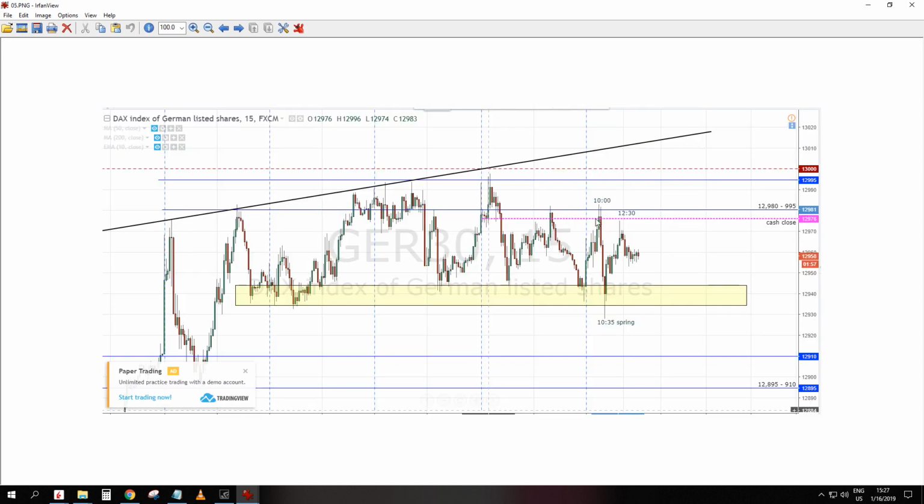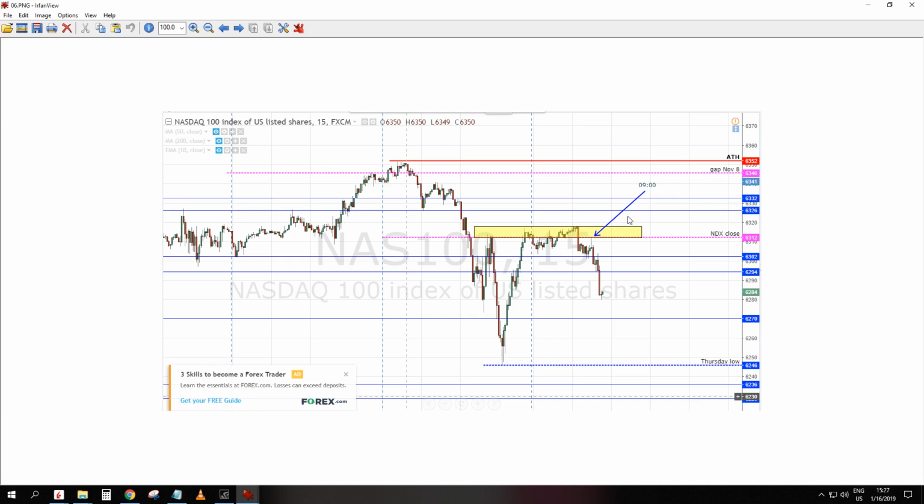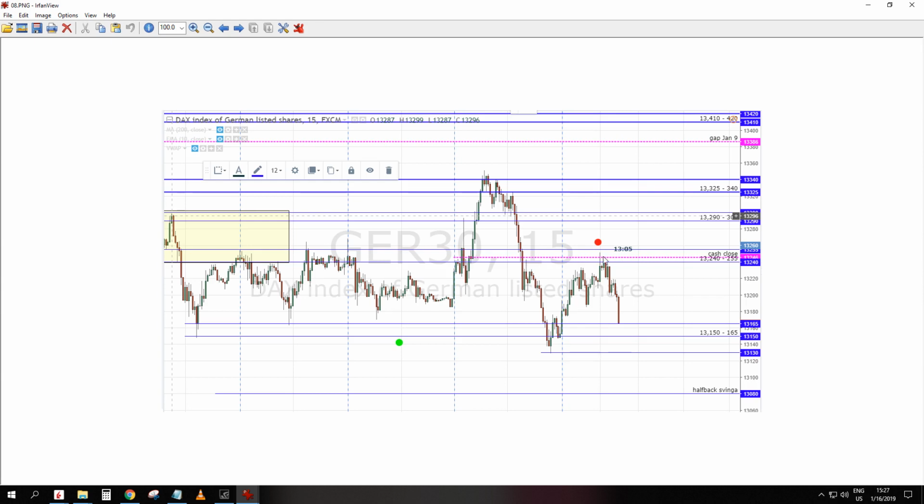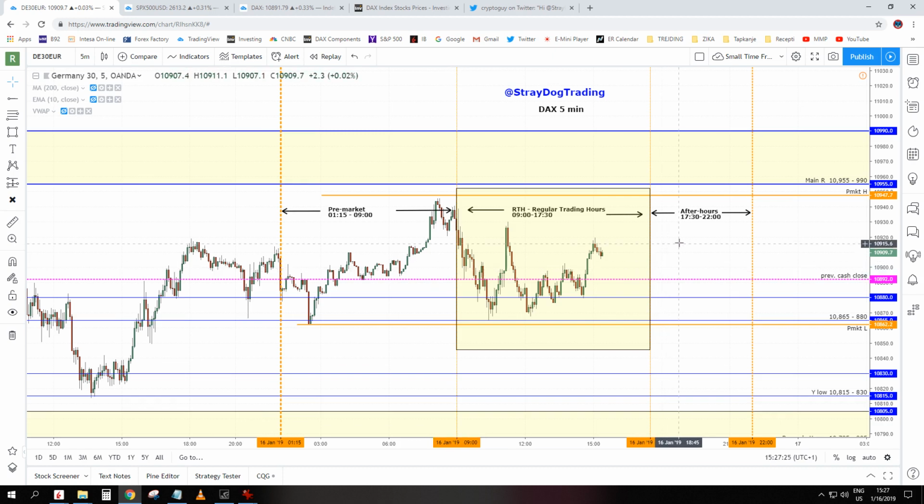Now here again, here again, here again. I can do this all day long. I have hundreds of these examples. So cash close is very important because it represents the closing period of the stock market, of the regular trading hours that carry more weight than this or this.